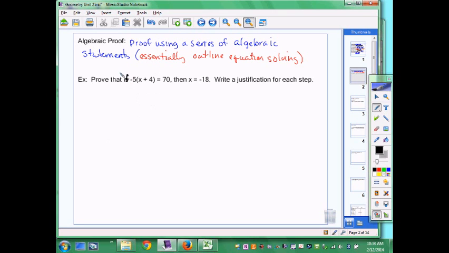Okay. So prove that if negative 5x plus 4 equals 70, then x equals negative 18. And then we're going to write a justification for each step. So at this point, we're still not going to do a formal proof, but I'm just going to take you kind of through the steps of solving the equation and justifying each part. So I'm going to write down the equation. And the reason we can write down the equation is because it was given to us.